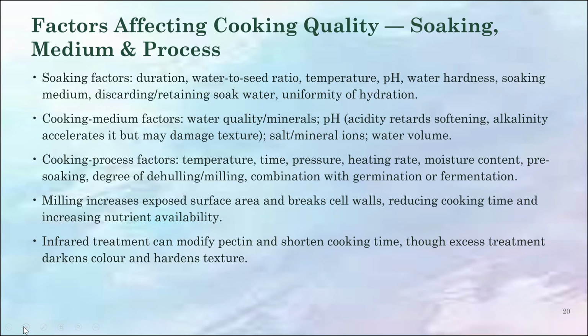Cooking process factors like temperature, time, pressure, heating rate, moisture content, pre-soaking, degree of dehulling and milling, and combination with germination or fermentation. When germinated and/or fermented, it takes less time to cook. And milling increases the exposed surface area, breaks cell walls, reduces the cooking time and increases the nutrient availability. Infrared treatment can modify pectin and shorten the cooking time, though excess treatment darkens the color and hardens the texture.